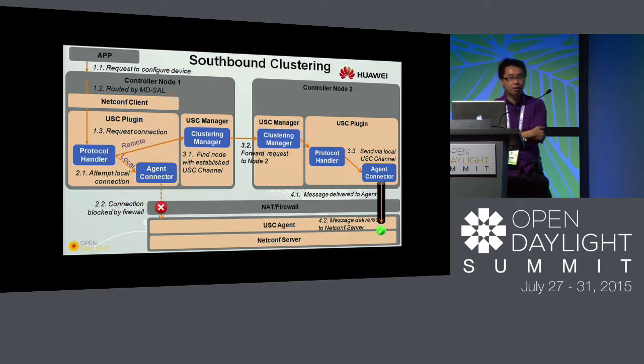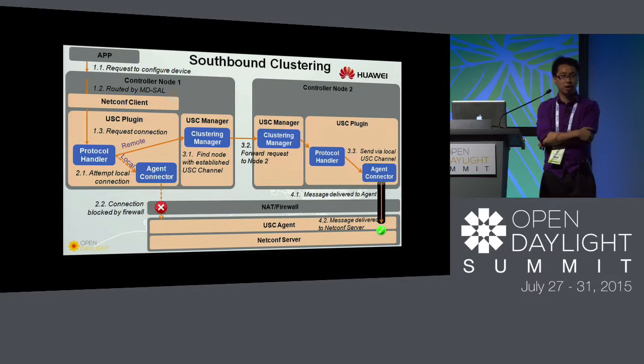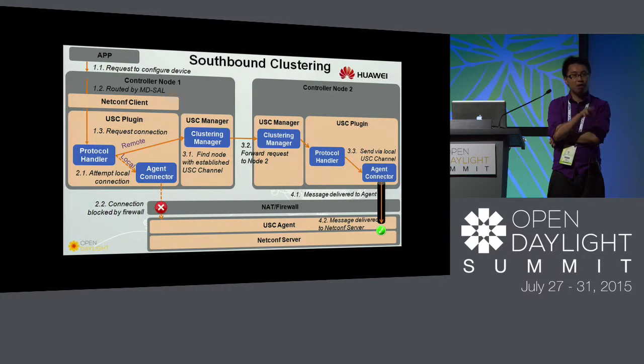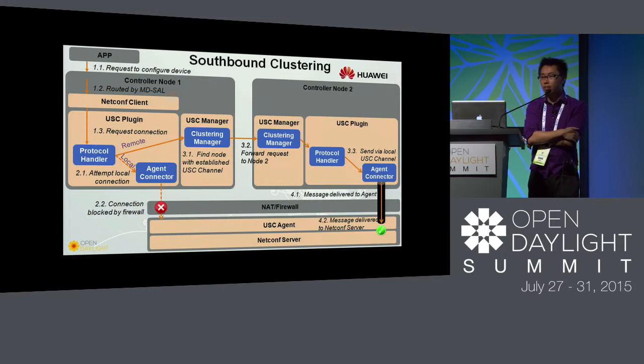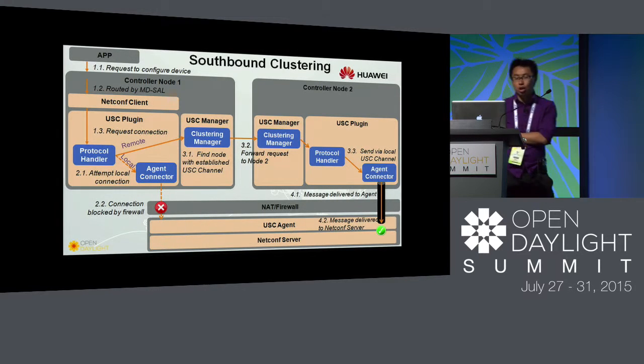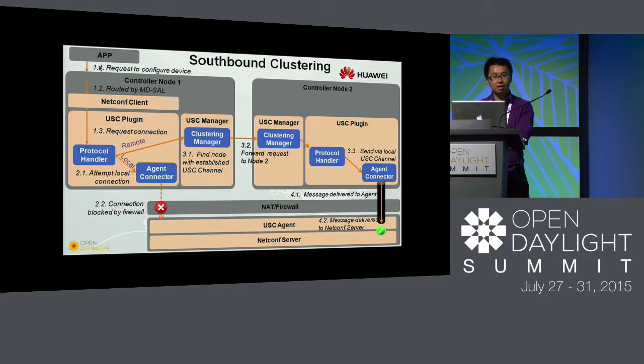We also offer something we call southbound clustering, which is different from the MD-South clustering that Moz and the controller team are working on. This is about southbound clustering. So the idea here is you have a 2-node cluster, controller 1 and controller 2, and you have an app that's talking to node 1, but you have a device that's already connected to node 2. It already has an existing connection between the device and node 2. So an app comes in and it sends a request to configure the device to node 1.